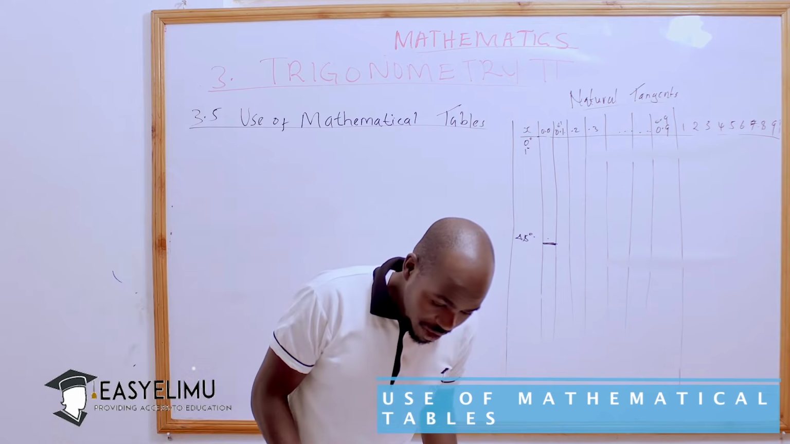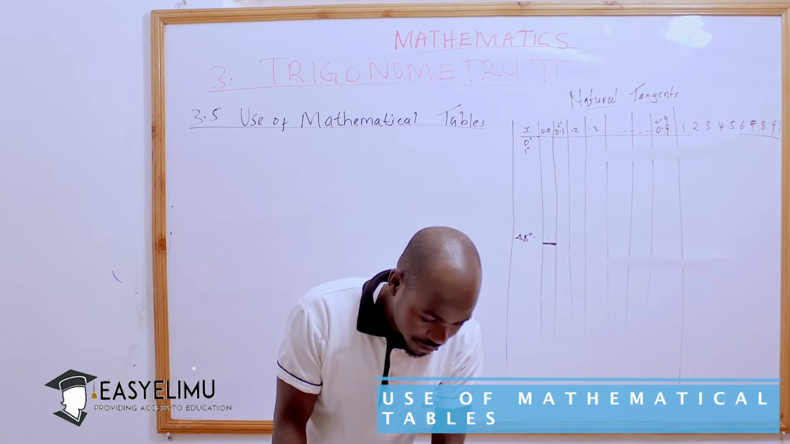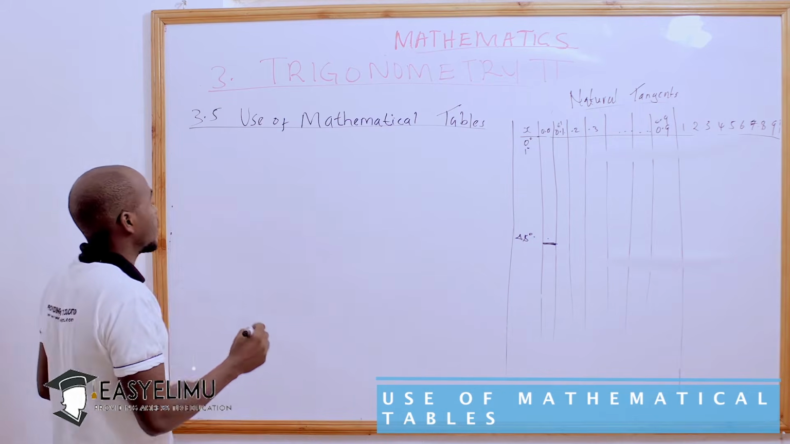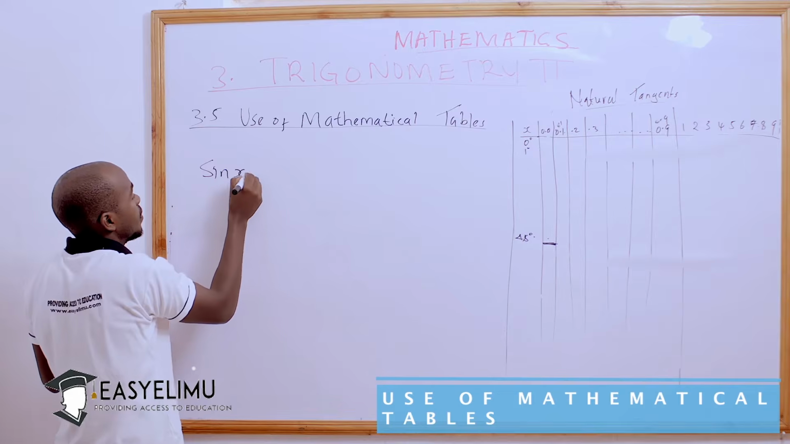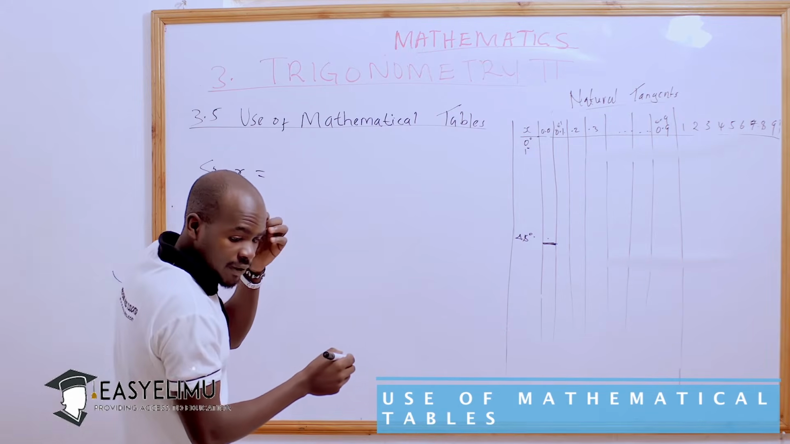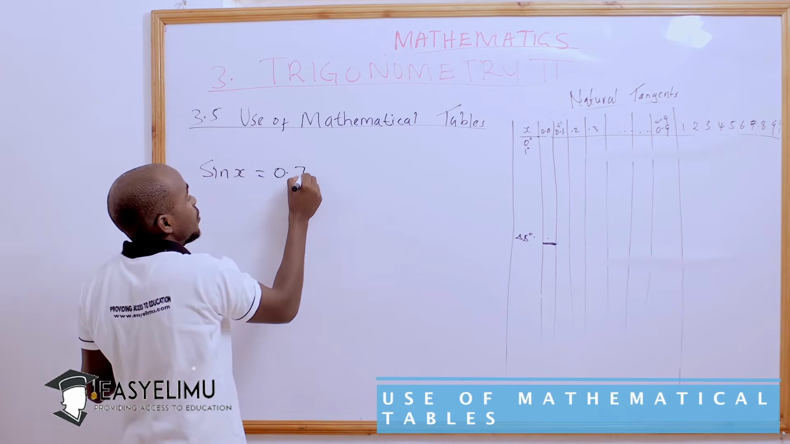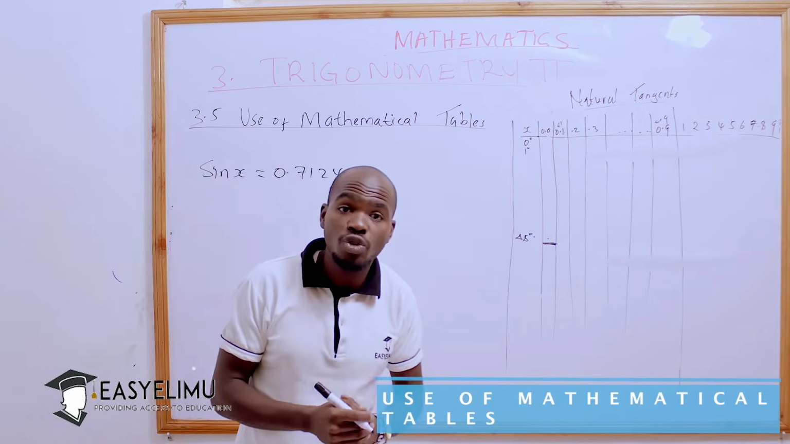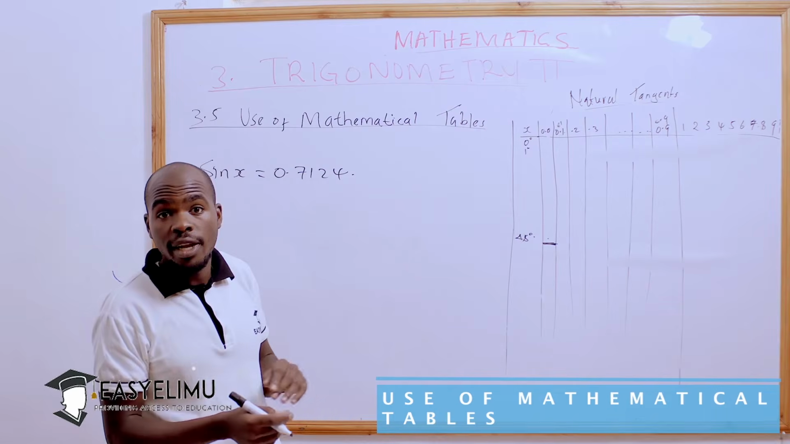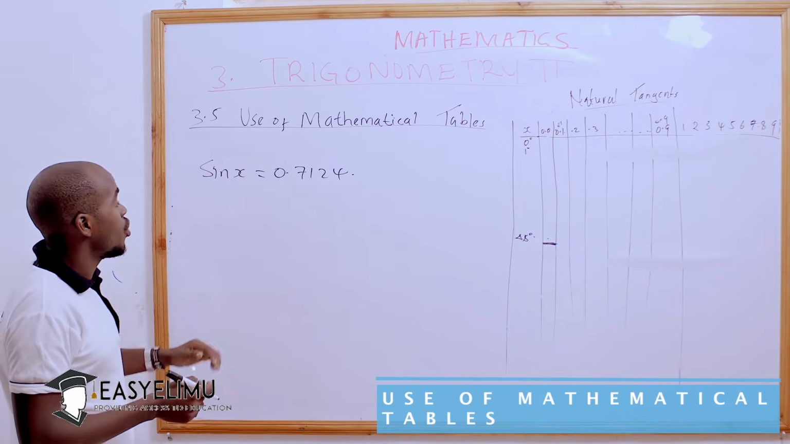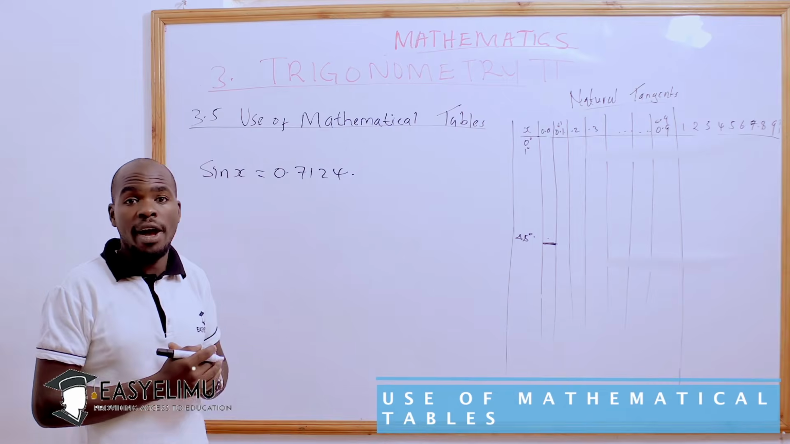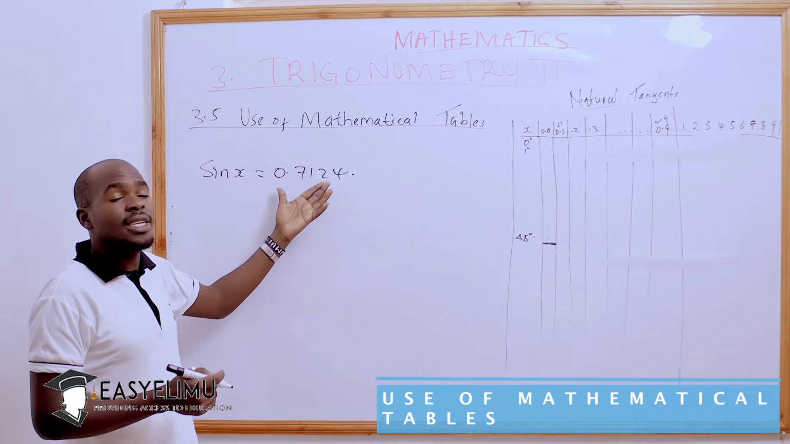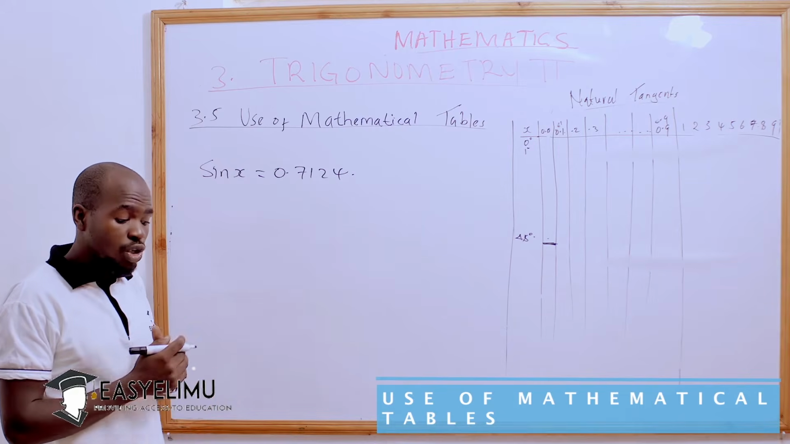Whereby you have been told to solve for x, solve for sine x equals 0.7124. If you have been given this one, using mathematical tables, you need to solve this one. What you should do here is, we need the angle. We don't have the angle. So what we have been given is the sine of that angle. So what do we do?